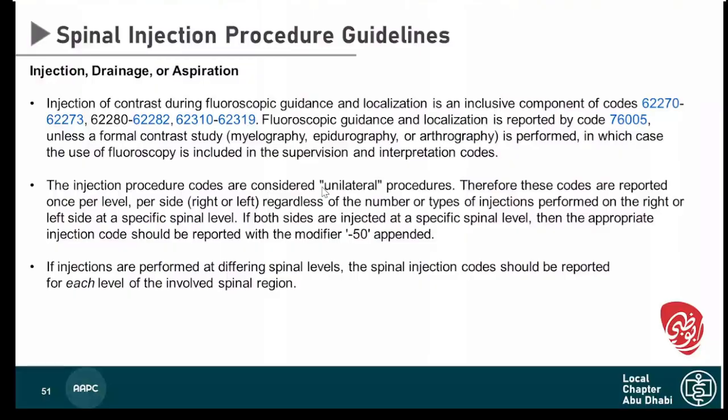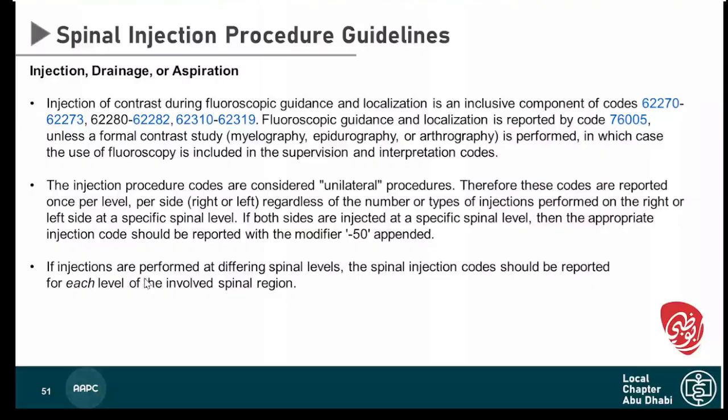And the next guideline: if injections are performed at different spinal levels, the spinal injection codes should be reported for each level of the involved spinal region. That means if the physician performs injection at L1-L2 and then L3-L4, then we have to assign the CPT codes for both the L1-L2 space and the L3-L4 space. So we report a CPT code for both levels.